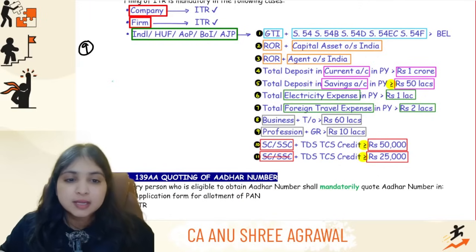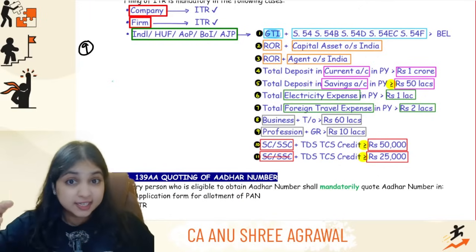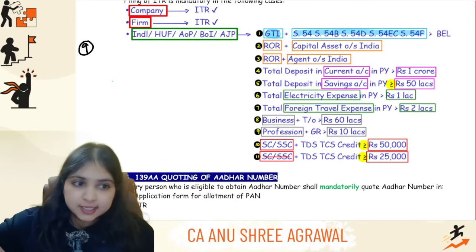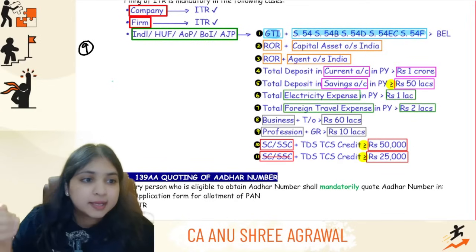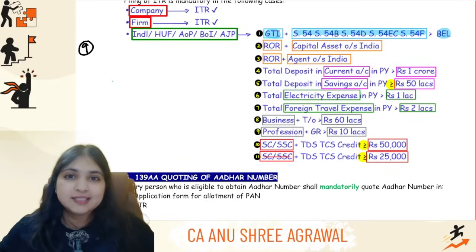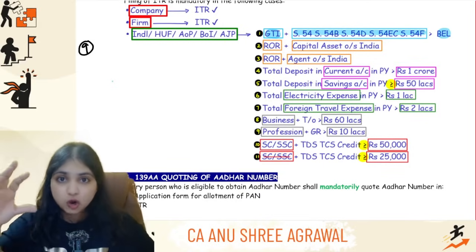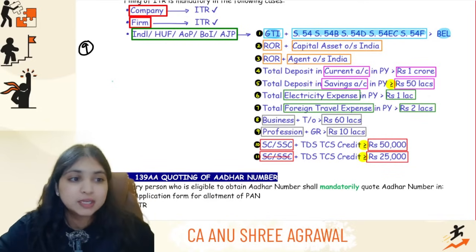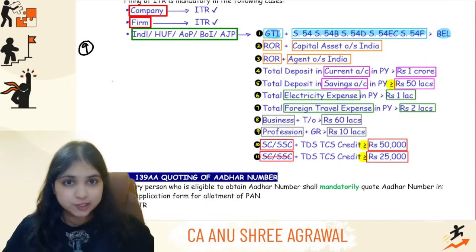The first situation, the GTI of the assessee. GTI, guys, not total income, GTI. Add back the 54 series exemptions, find the total number. Is it more than the basic exemption limit? If yes, that assessee has to file ITR. Gross total income, add back the 54 series exemption, find the total income now. Is it more than the basic exemption limit? If it is more than the basic exemption limit, the assessee has to file ITR.